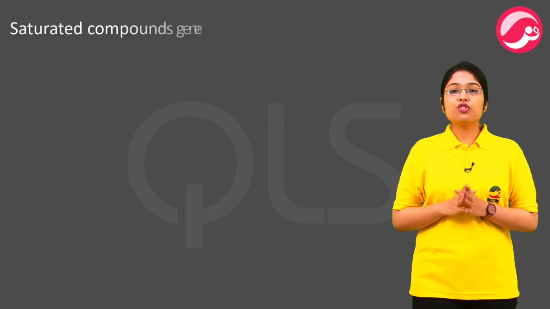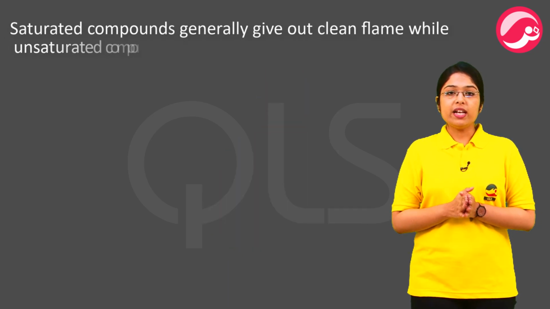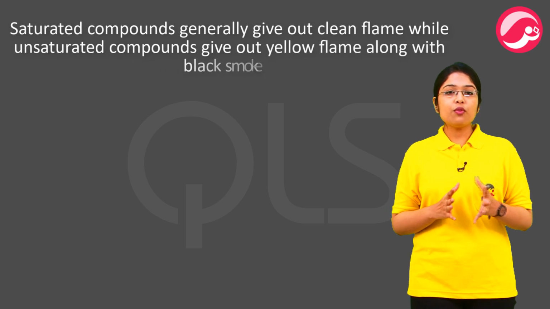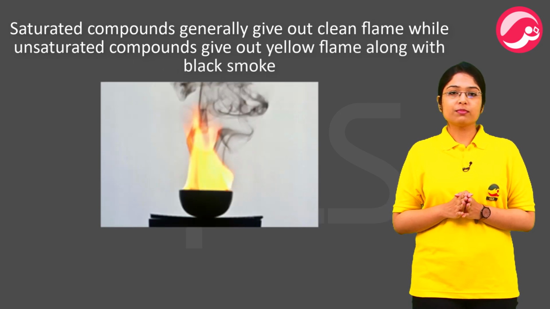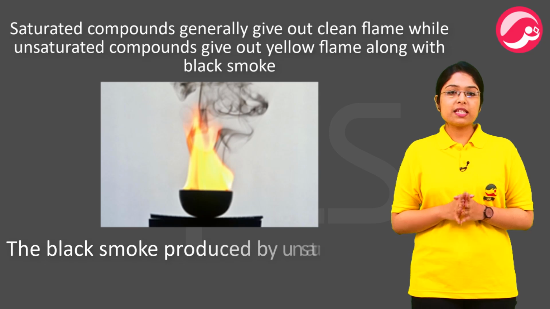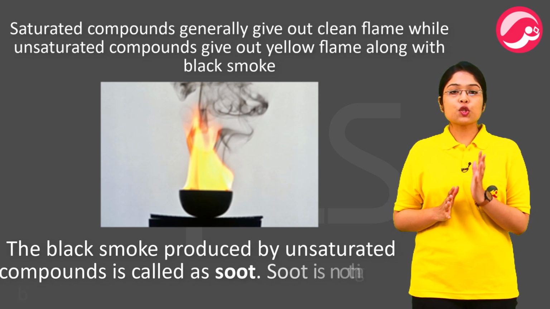There is also a difference between the flame produced by saturated compounds and unsaturated compounds. Carbon compounds have two main classes, saturated and unsaturated. The flame produced by saturated compounds and by unsaturated compounds will be different. Saturated compounds generally give out a clean flame, while unsaturated compounds give out a yellow flame along with black smoke. The black smoke produced by unsaturated compounds is called soot.